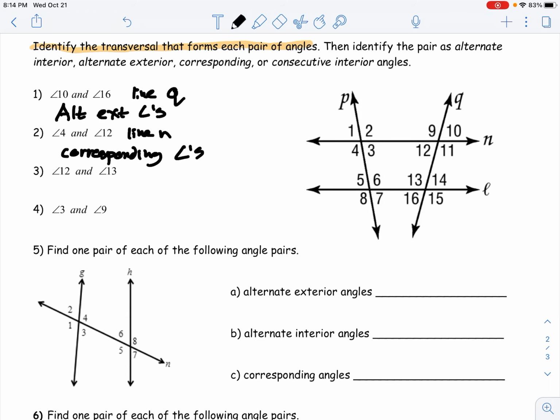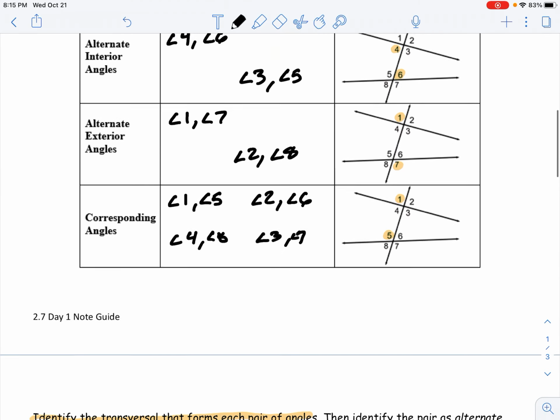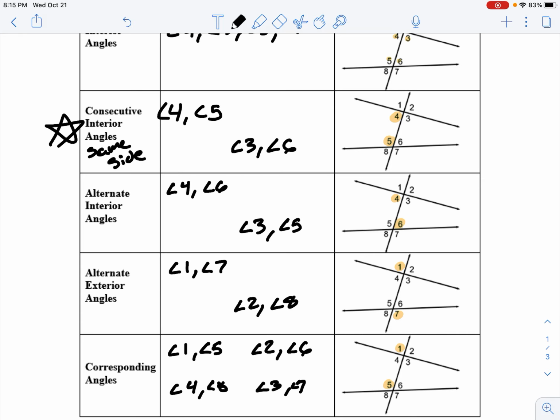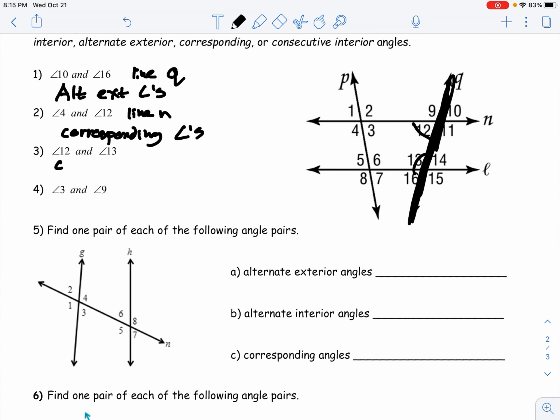All right, 12 and 13. So 12 and 13, they're both touching line Q. Line Q is right there. Okay, so if they're both touching line Q, they're angles 12 and 13. They are on the same side and they are interior, but we're not calling them same side interior. We are calling them consecutive interior, and their line was line Q.